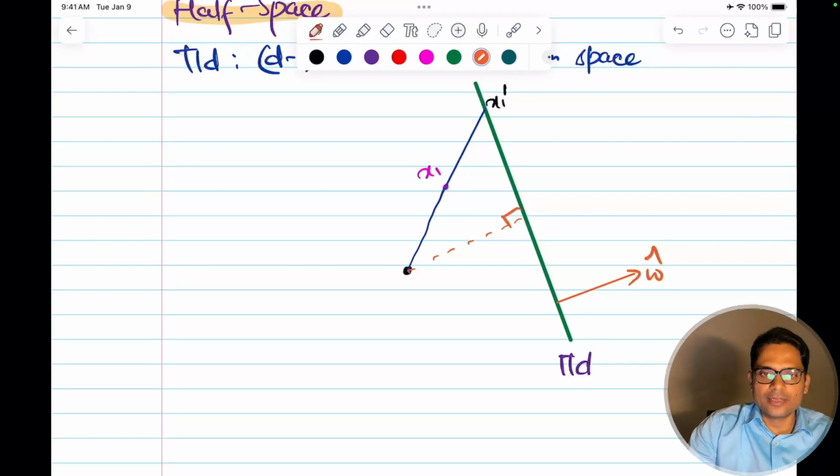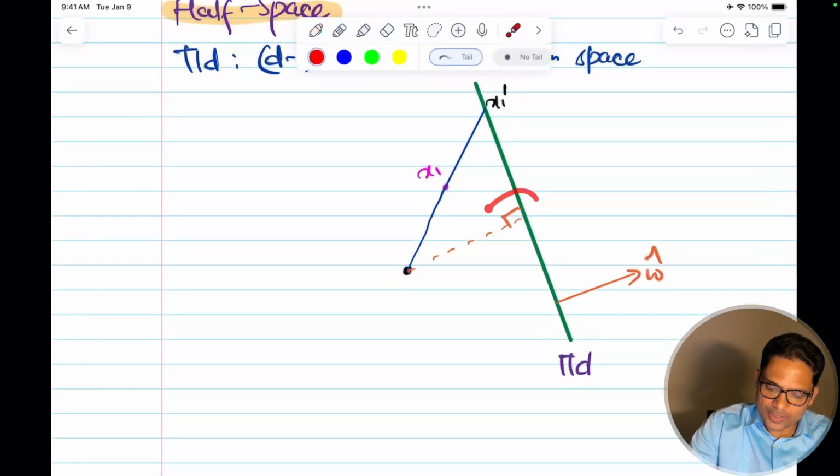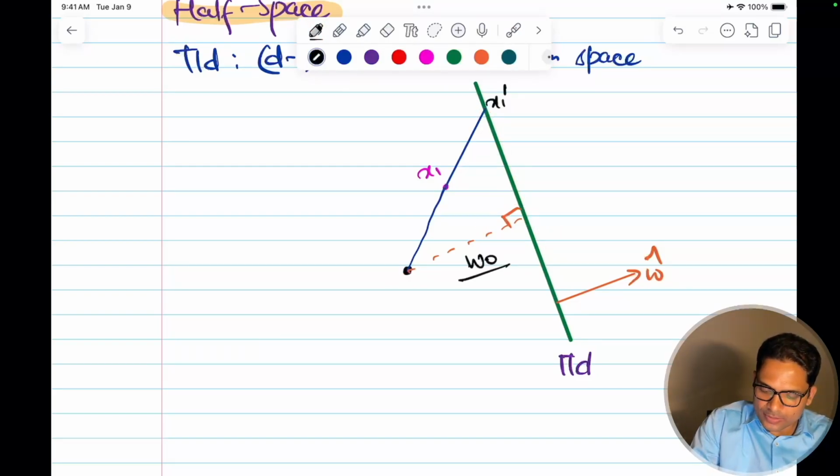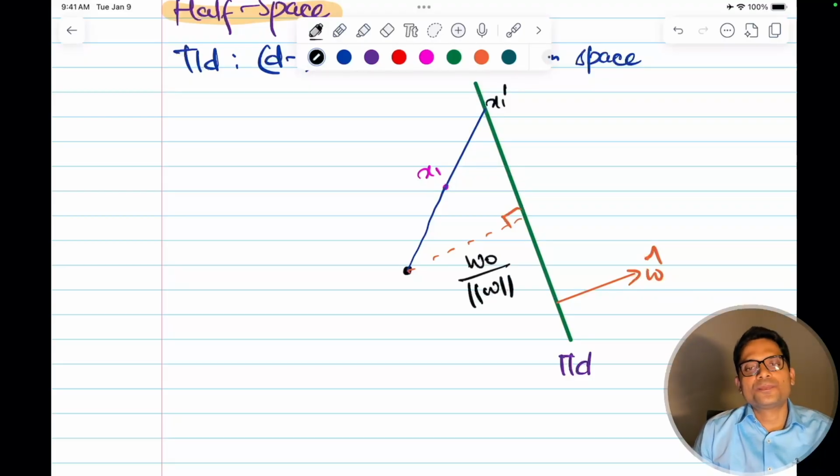And then let's take the same thing, is 90 degree, the distance. So this distance we know. What is the distance of the hyperplane from here? We have calculated that. So I'll just take the magnitude. So that will be w naught by w. That is the distance. We have calculated this already.